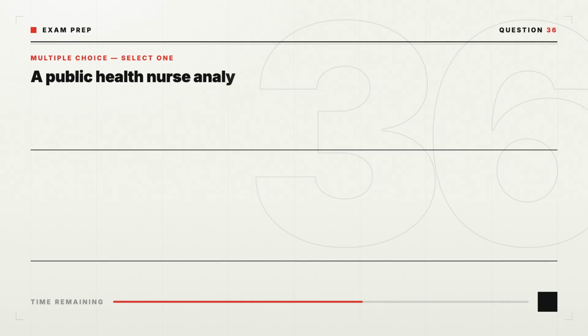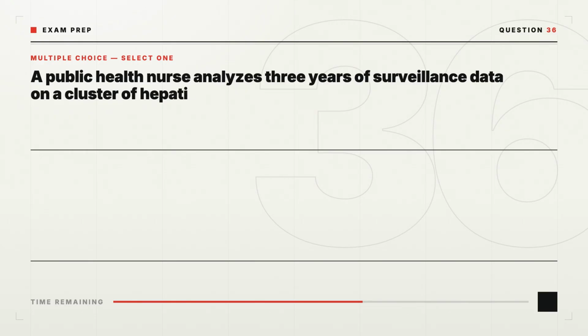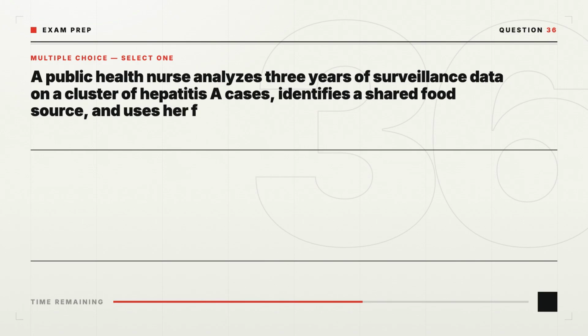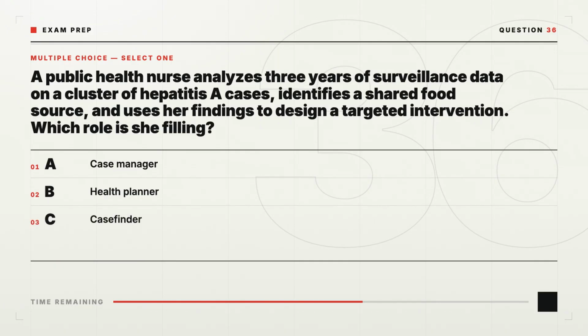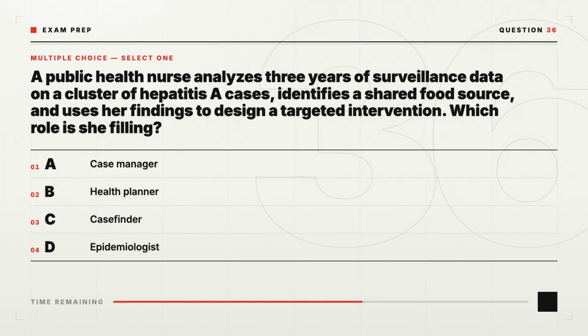Question 36. A public health nurse analyzes 3 years of surveillance data on a cluster of hepatitis A cases, identifies a shared food source, and uses her findings to design a targeted intervention. Which role is she filling? Your options are A. Case manager, B. Health planner, C. Case finder, D. Epidemiologist. What's your answer? Commit to one before I continue.